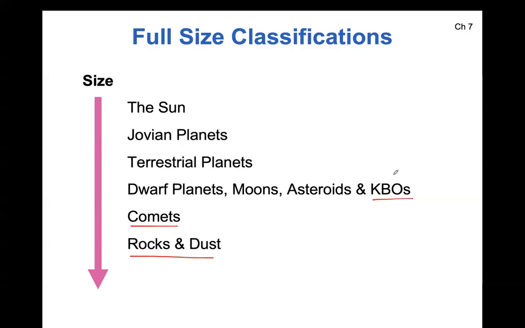Okay? So what is a KBO? Well, I'll write it out here, but we will see it. It is a Kuiper, named after the person that first discovered this region of the solar system. Kuiper belt. Okay, and then the O is object. So a KBO is a Kuiper belt object.